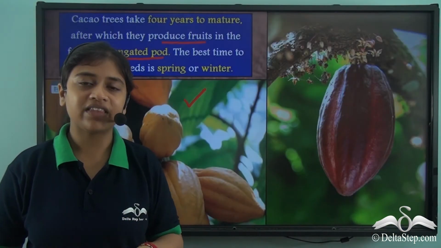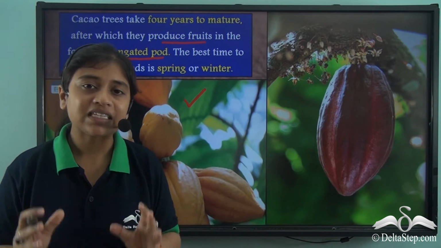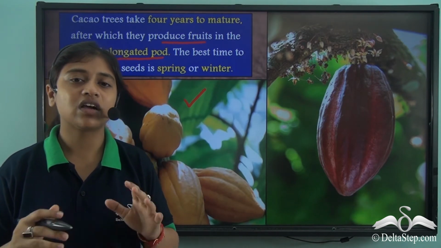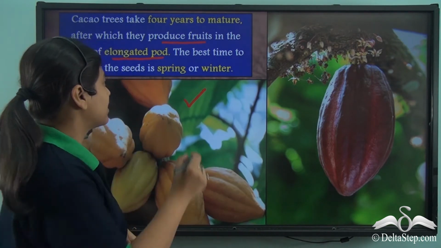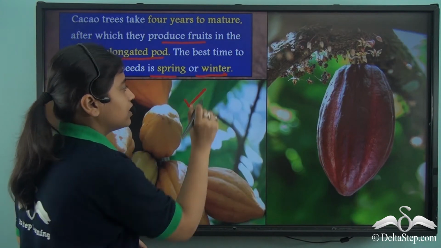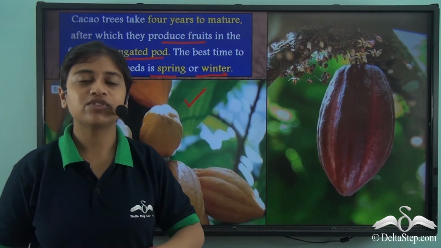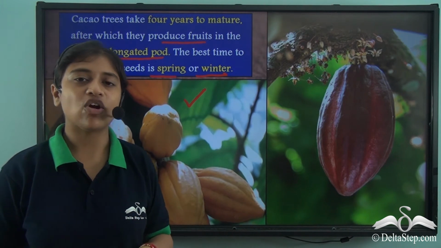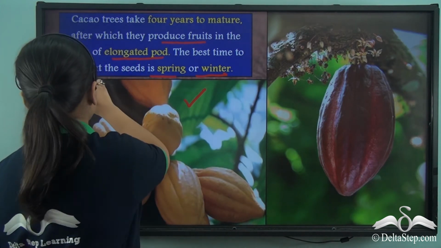Now it is believed that the best time for the plantation of these cacao seeds or the cacao plants is spring or winter. These two seasons are believed to be the best for the cultivation of cacao trees.